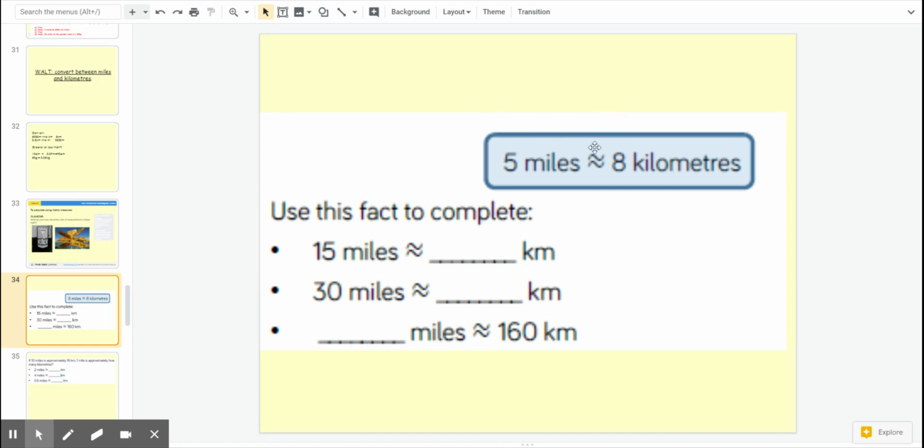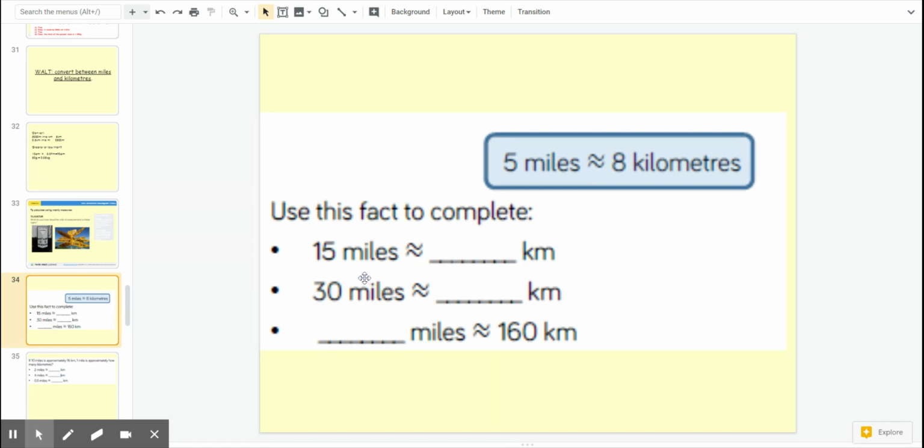5 miles, it's a funny little sign, isn't it, is approximately equal to 8 kilometres. So it would be worth writing that in your book. This little funny sign means approximately equal to, so it's not exactly equal to. But for schoolwork and for general life when you're out and about in the car, it's a good way of quickly calculating a pretty fair estimate of how far something is.